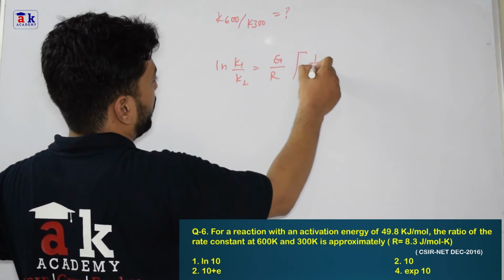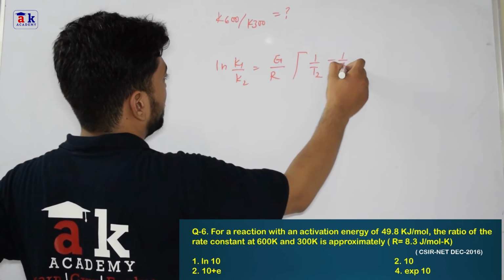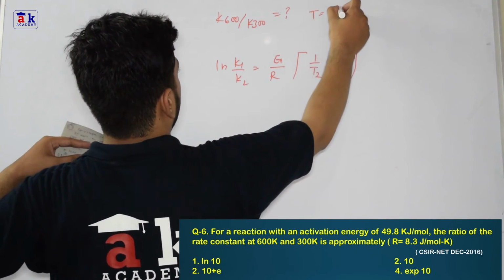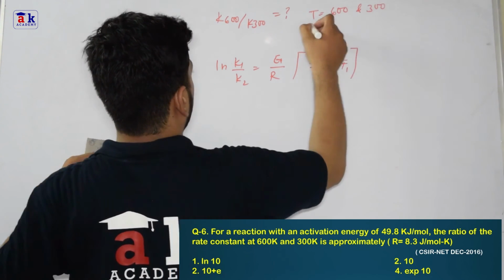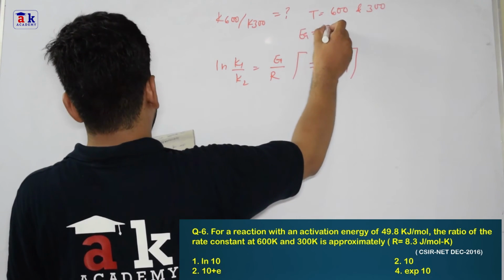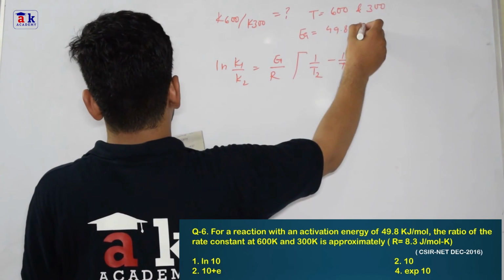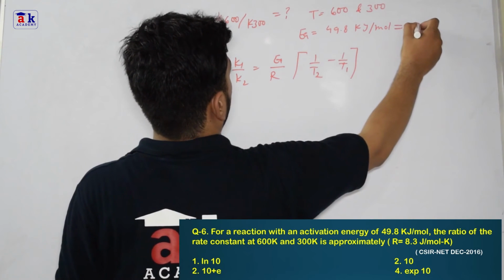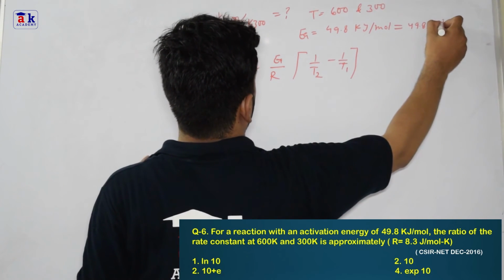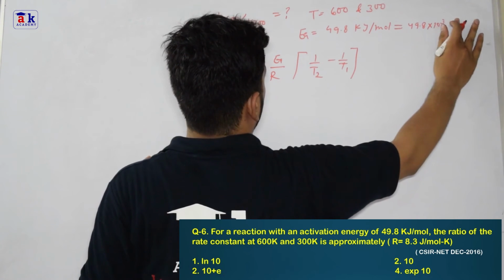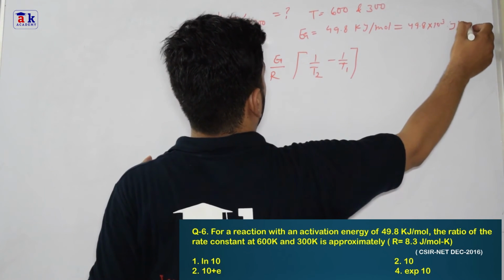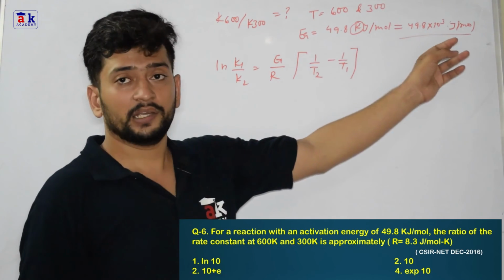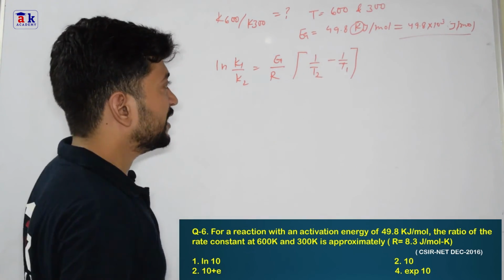Here we have 1 upon T2 minus 1 upon T1, right? And you have been given T as 600 and 300, and the activation energy Ea is equal to 49.8 kilojoule per mole, which is equal to 49.8 into 10 raised to 3 joule per mole, right? This 1 kilo will be equal to 10 raised to 3. Now let's see how you can solve.